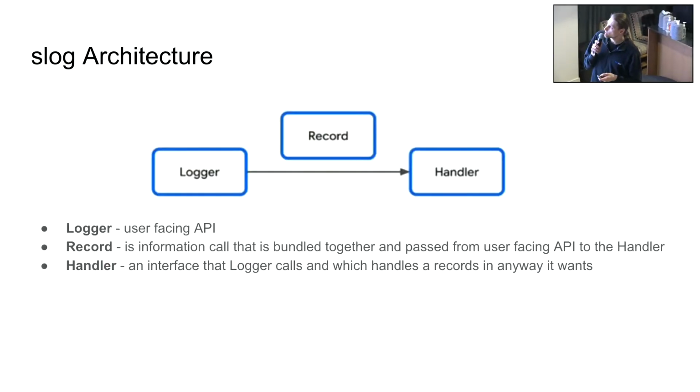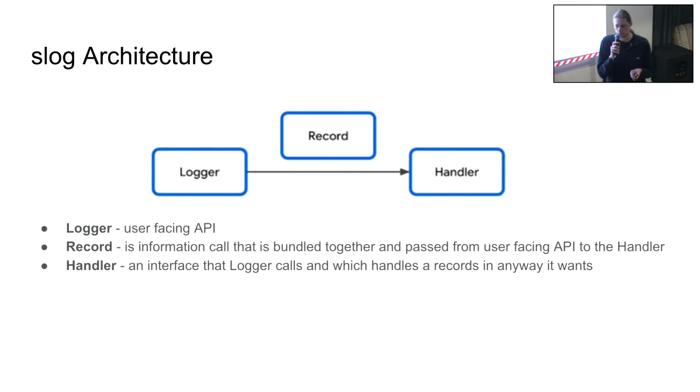Okay, before jumping to handlers, I would like to talk a little bit about slog architecture. So slog architecture is defined from three things. It's basically a logger, which is a user-facing API, where we call debug, info, error, those functions. We have a record. This is information that is bundled and passed to the backend, and the backend is called a handler, where we can do anything with that information that we want.